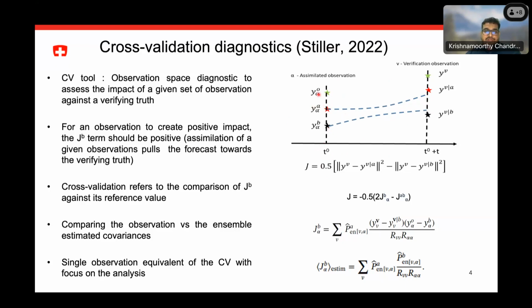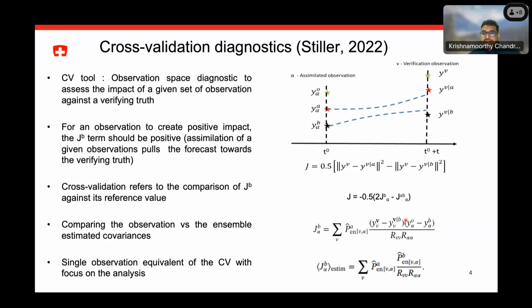At T0, we assimilate a given type of observation YA, and then we look at the forecast after assimilating this particular observation, at T0 plus T. We have a verifying truth like YV, which is a radiosonde for instance, and we see whether the assimilation is pulling the forecast towards the verifying truth or away from it. So that's what we are basically looking at.